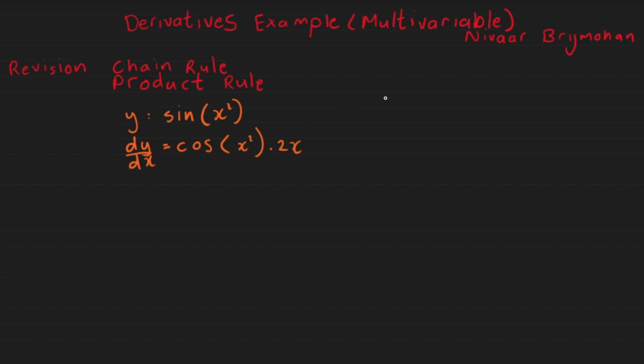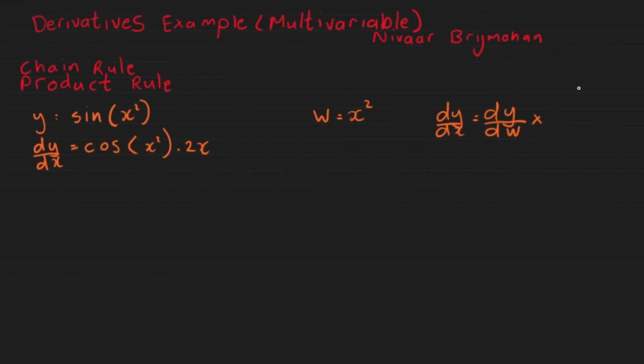In terms of notation, what we do is we let a new variable, let's call it w, and we let that equal the inside function, which is x squared. So what the chain rule says is that dy/dx is equal to the derivative of y with respect to this new variable w multiplied by the derivative of w with respect to x.